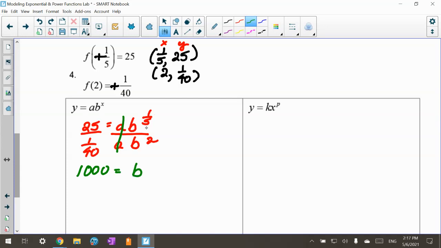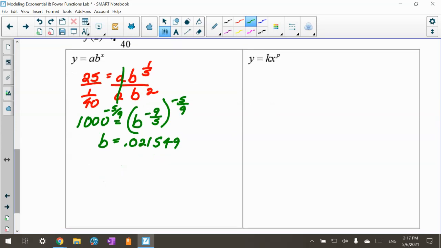And when I subtract these two exponents, 1/5 minus 2, I'm going to get -9/5 because I'm dividing. And then I'm going to raise both sides to the -5/9 because I have to figure out what b is. When I do, I get b to be 0.021549. So now I know y equals a times 0.021549 to the x. And we're just going to plug in one of the points.